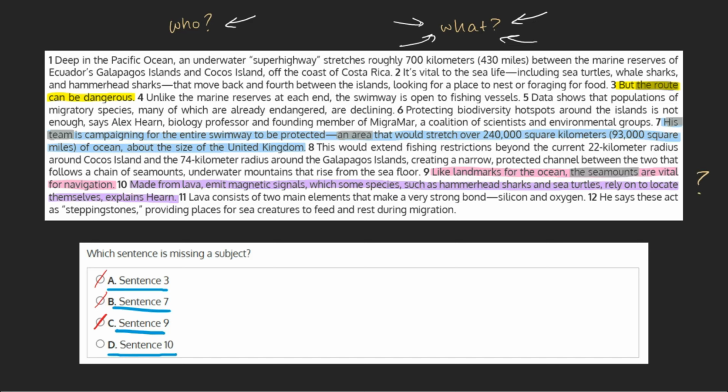Looking back at sentence 9, we can see that it's talking about the seamounts, but as this sentence doesn't make mention of them, we can see that it's missing a subject, and we can therefore mark choice D as our final answer.